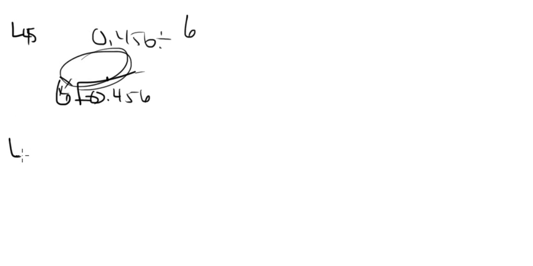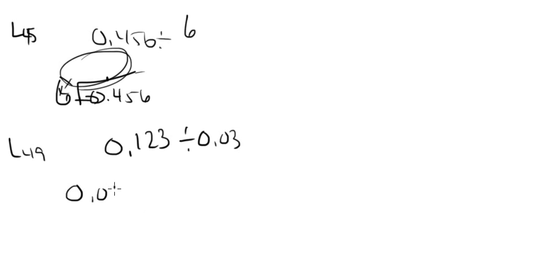Number 18 comes from lesson 49, and it wants me to take 0.123 and divide it by 0.03. Remember, when we do that, guys, we don't divide decimals. When we're dividing this, we're going to have, what are we going to have? We're going to have 0.03 divided by 0.123. What do we have to do? Move it over 2 places, right? Get rid of the decimal, and then move it over 2 places here also.